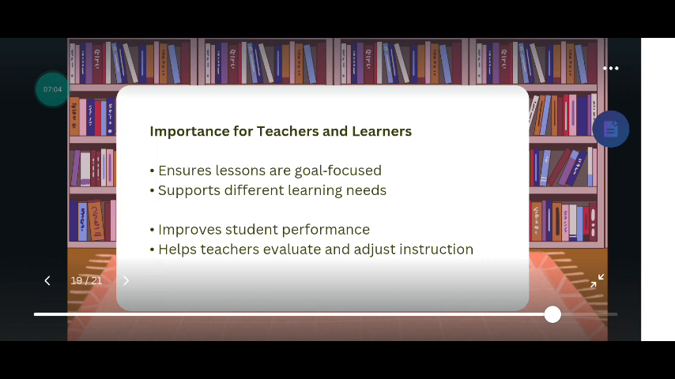Why do we need to create a lesson plan with assessment? This is the importance of it. The importance for teachers and learners: first, it ensures the lessons are goal-focused. It can help you to teach on a step-by-step basis. Second, it supports different learning needs.